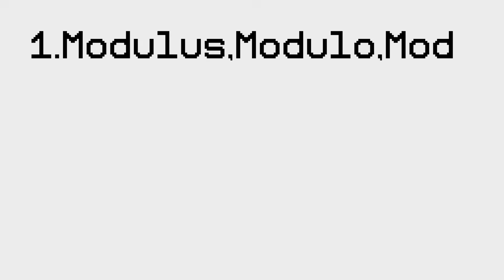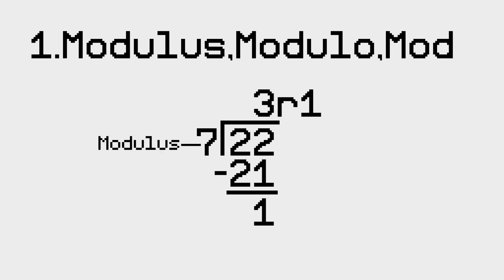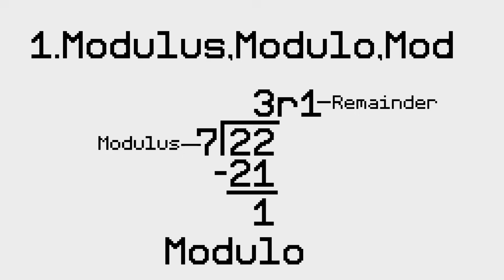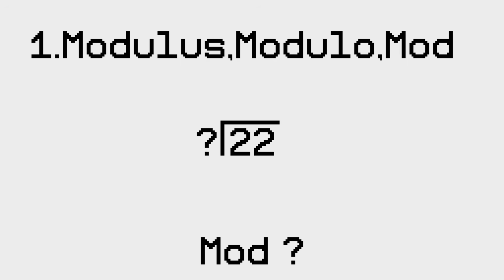For example, 22 divided by 7 would be 3 remainder 1. In this case, 7 is the modulus and 1 is the remainder. We don't need to worry about the 3 since we're only focused on the remainder. Since we are dividing by 7, we would describe this as modulo 7, or as a shortcut, mod 7. In general, to make the notation as easy as possible, if we don't know what the modulus is, I will write it as mod m.